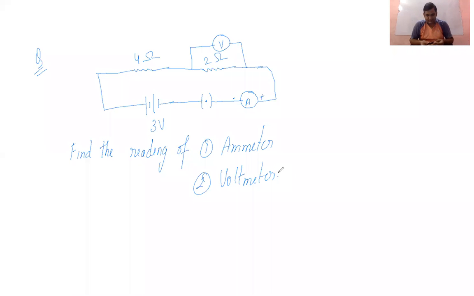Sir, ammeter 6 ohm. Ammeter measures the current, not a resistance. Have you studied this topic earlier? Electric current is taught by Pankaj sir, isn't it? Sir, current will be 0.5 ampere. And what about the voltmeter reading?